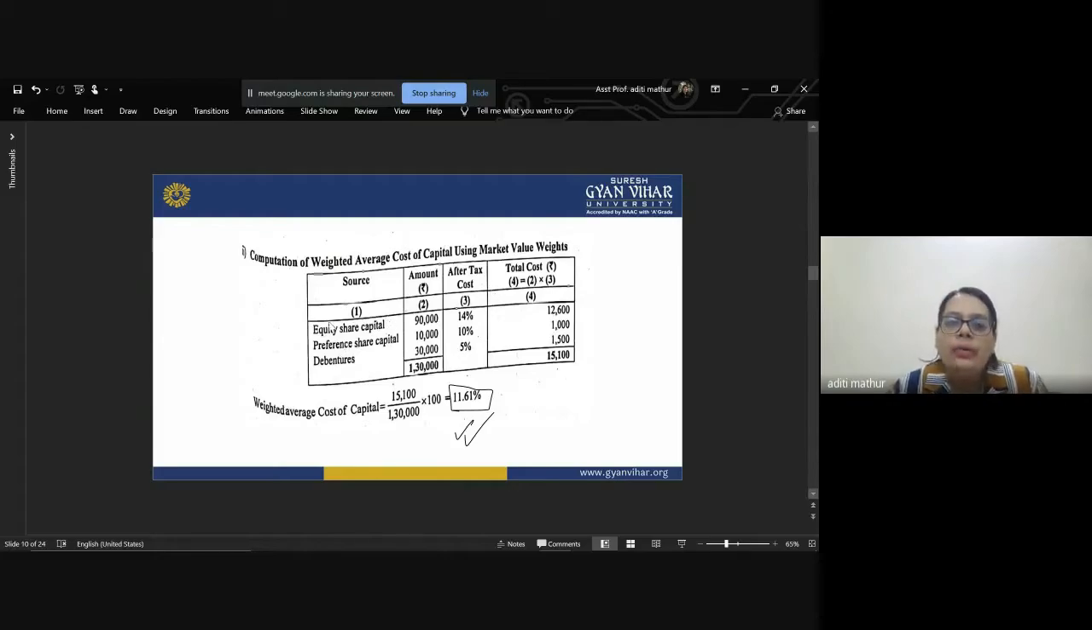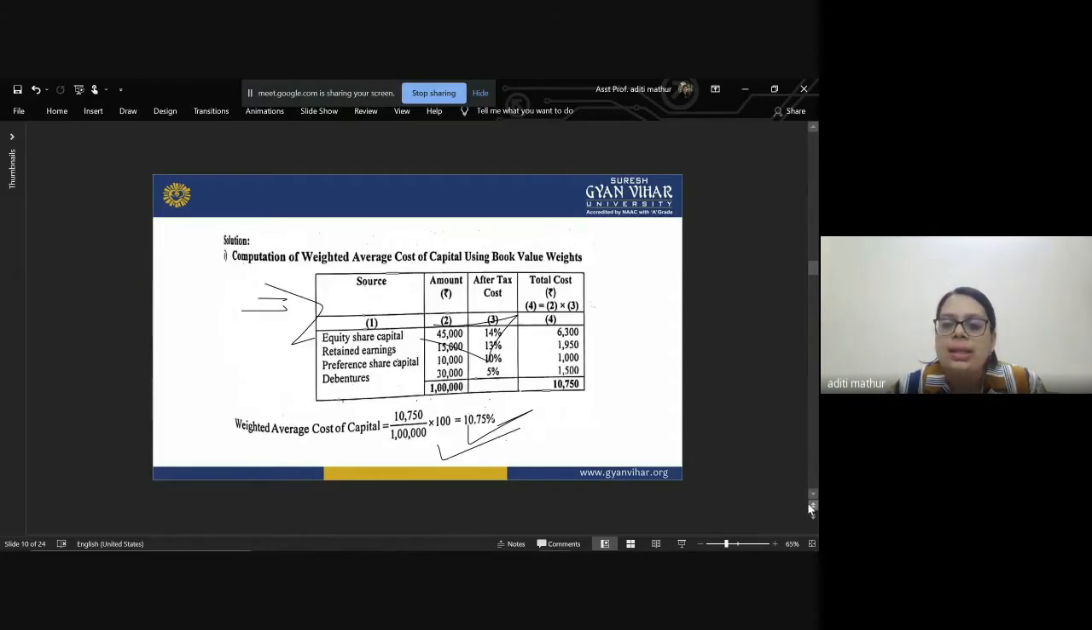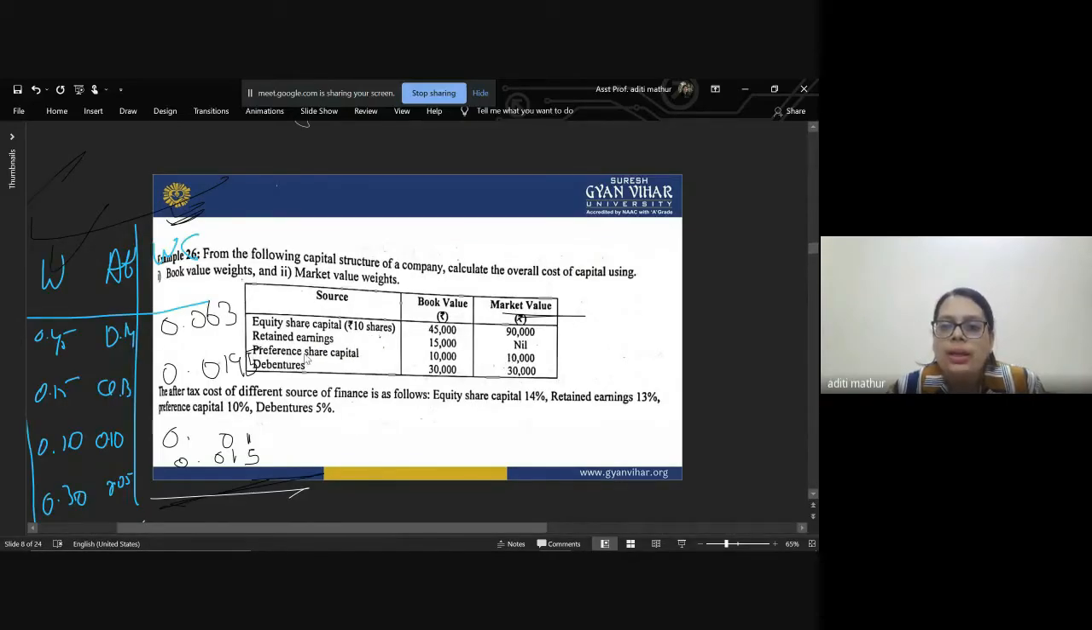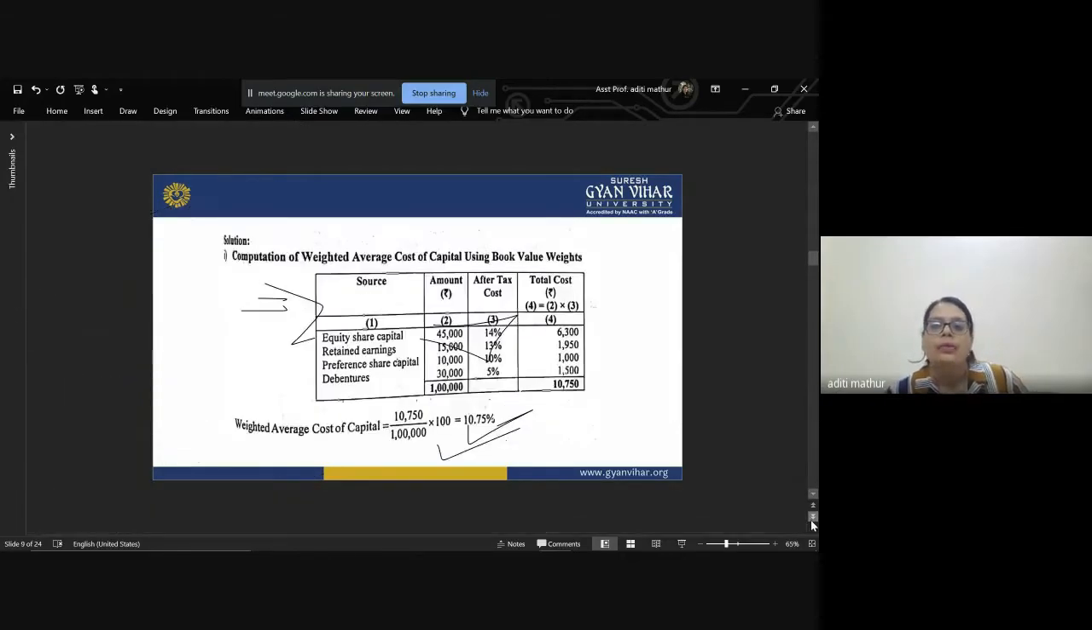Why don't we have retained earnings over here? Because in the question itself, the value for the retained earnings in the case of market value was zero, because retained earnings are for the book records, they are not for the market values. We cannot calculate the market values.